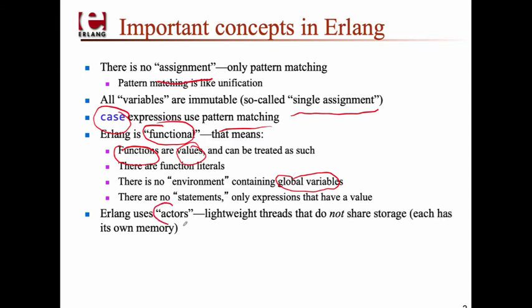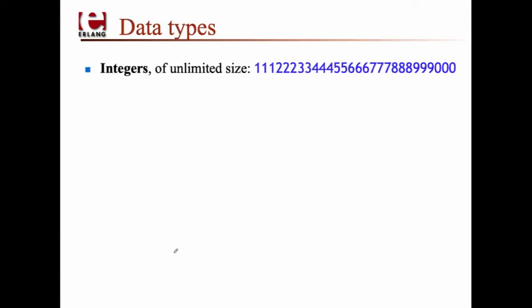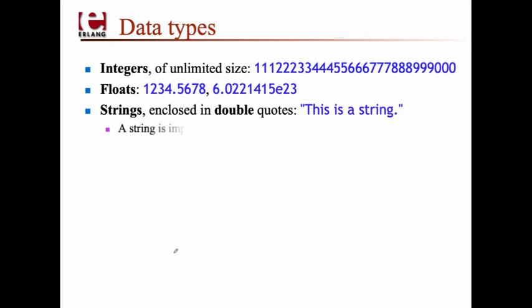And Erlang uses what they call actors. So an actor is a port object. Erlang also calls this a process. They can send and receive messages. And then there's the let it crash philosophy, where you don't try to avoid crashes, but you recover from them. So just a very quick introduction to Erlang. There are integers of unlimited size, floats, strings in double quotes. So a string is actually a list of ASCII values.